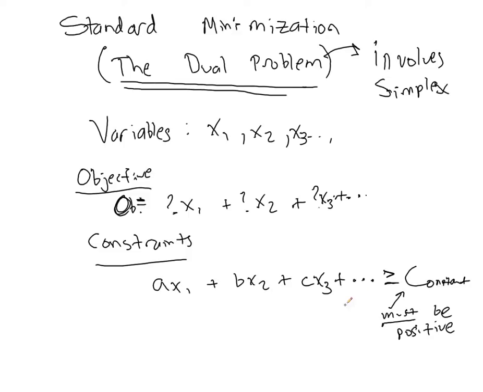Number times variable plus number times variable plus number times variable. These numbers could be positive or negative. However, they all have to be of the form greater than or equal to a constant. And the constant itself must be positive. If it's not, then it's not a standard minimization problem, and it's not guaranteed that it can be done. Why greater than or equal to?